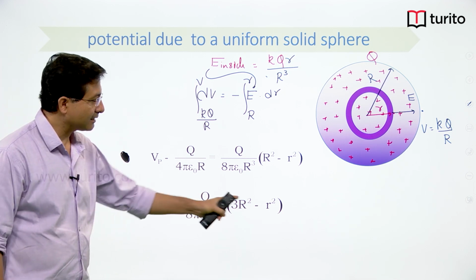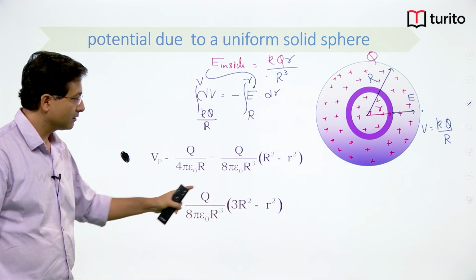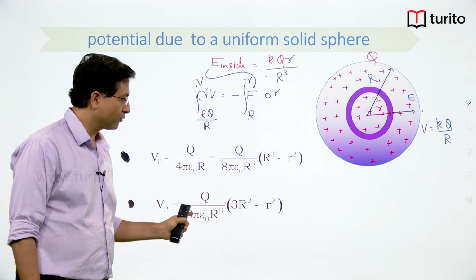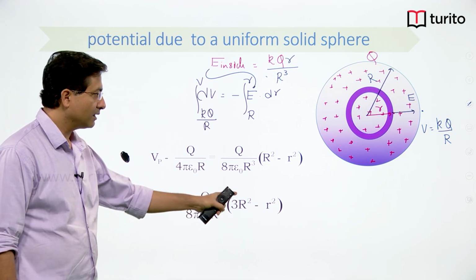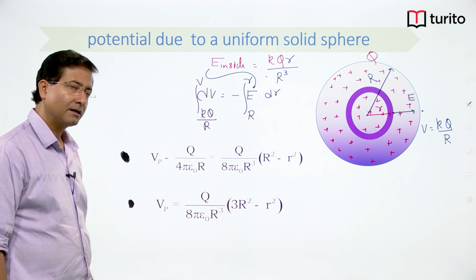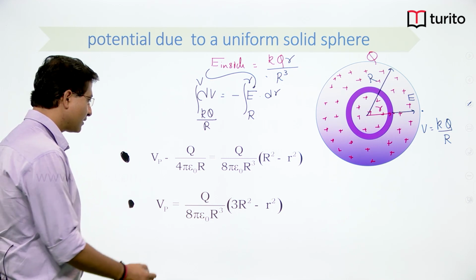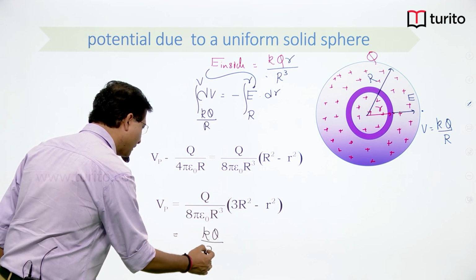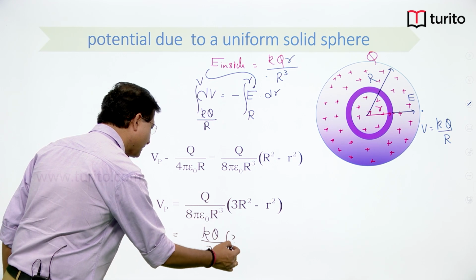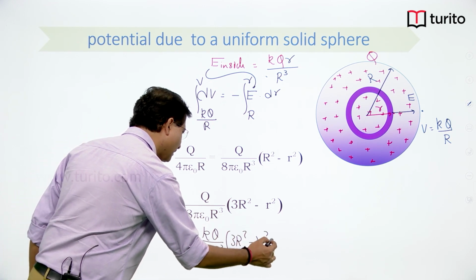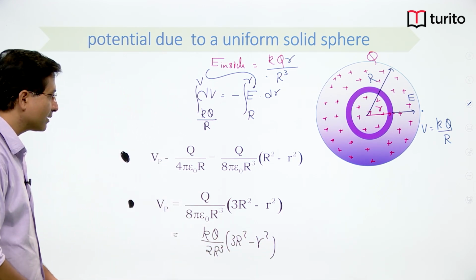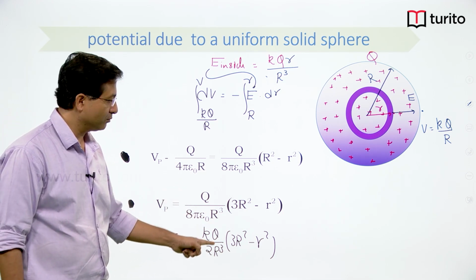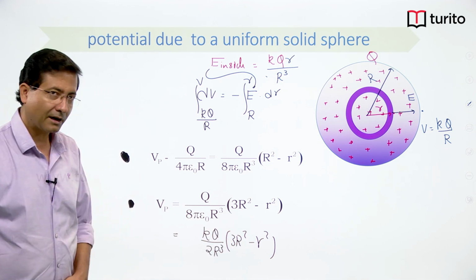So, potential at distance r from the center of a sphere is given by this formula, q divided by 4 pi epsilon naught r cube in bracket 3 R square minus small r square. This can also be written as kq divided by 2 R cube in bracket 3 R square minus r square. It is easy to remember in this way.